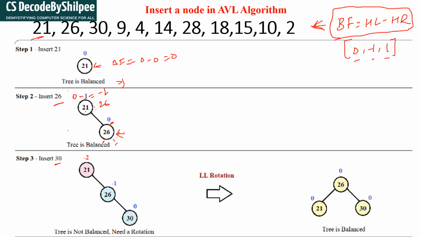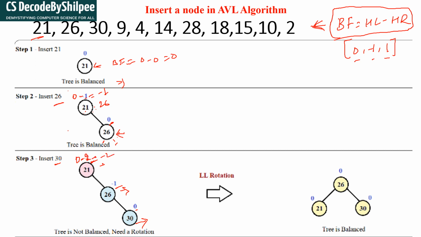Now I'm going to insert 30. While inserting 30, I start from 21. Is 30 less than 21 or greater? It's greater, so I go to the right part. Is 30 less than 26 or greater? It's greater, so 30 is inserted on the right side. Now I calculate the balance factors. The balance factor of 30 is 0, and of 26 is minus 1. For 21, there is no left child, so it is 0 minus the height of the right subtree, which is 2, giving minus 2.